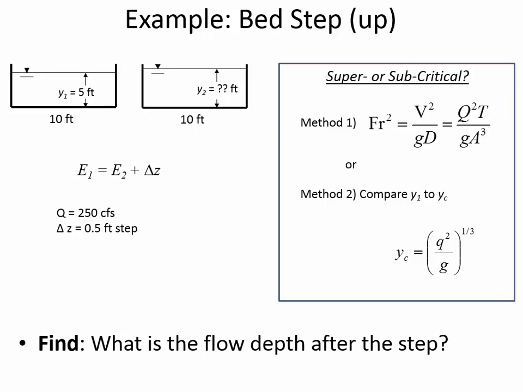E1 is E2 plus delta Z, right. Now, this first thing that you do where you're diagnosing the flow regime, you can do it one of two ways. You can either do the Froude number approach or do comparison of depths. Either one is fine. Okay, so I'll turn you loose to work on that.